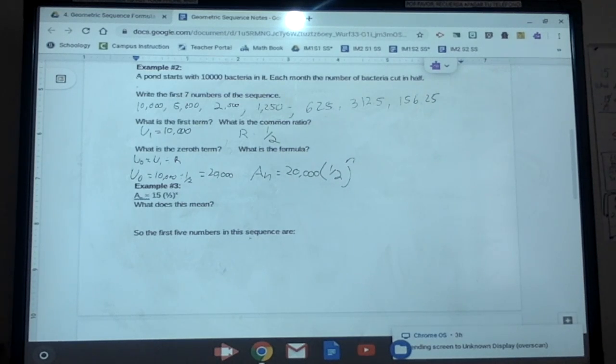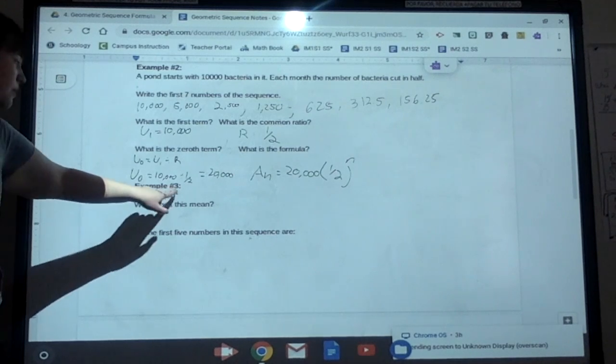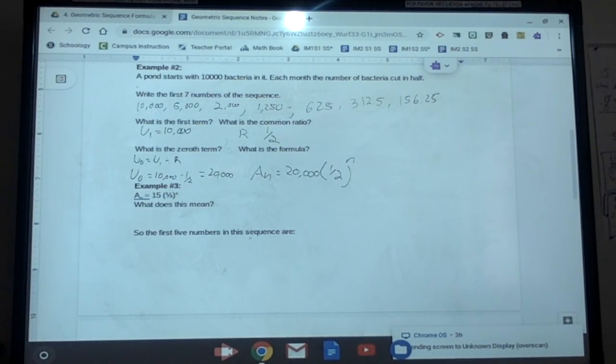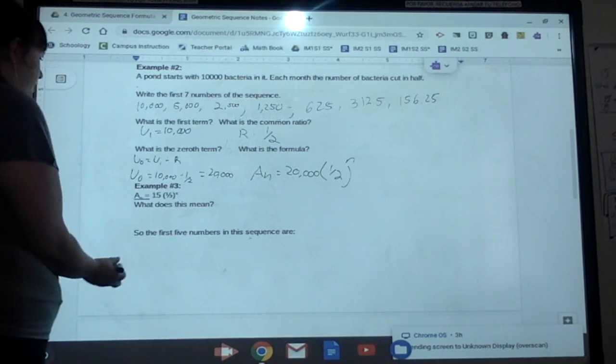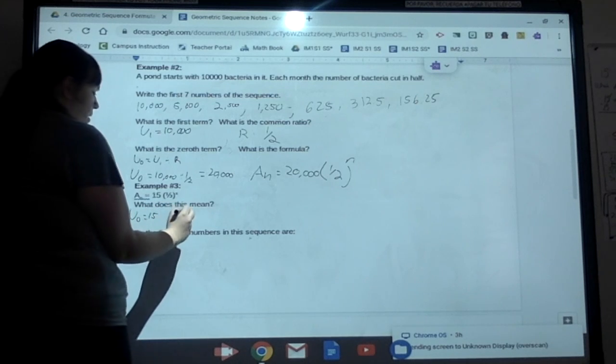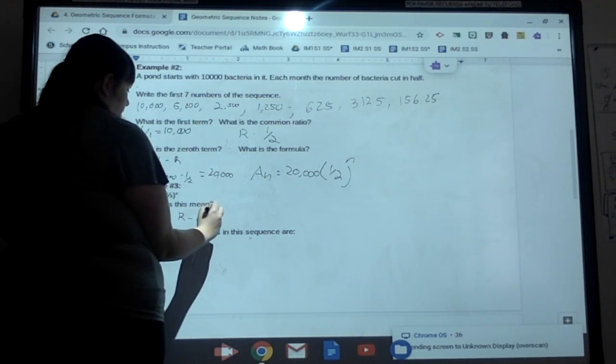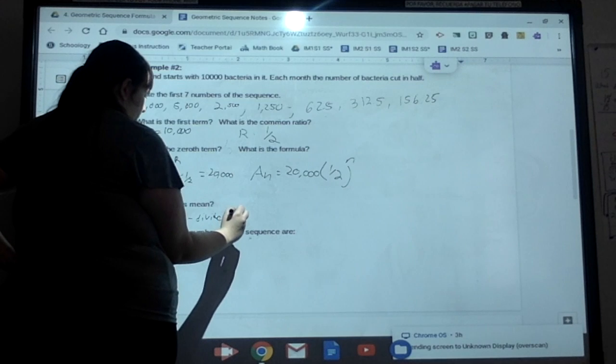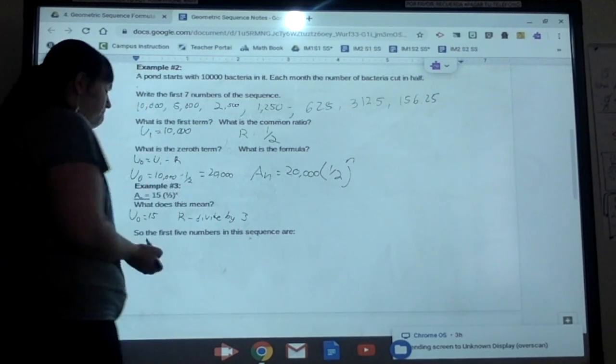And finally, for example 3, what does this formula mean? If a sub n equals 15 times 1/3 to the power of x, I used x, you could use x or n. I should have used n because I used an n here, so it should have been an n there, but I wasn't being consistent like I should have been. But what it means is that the 0th term is 15, and my common ratio is divide by 3. Because that's what 1/3 means.